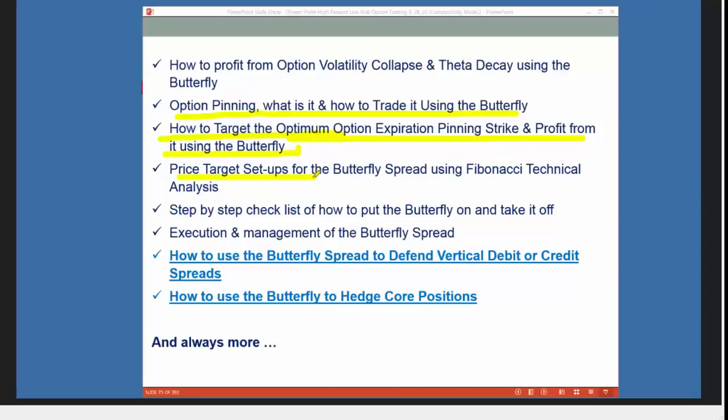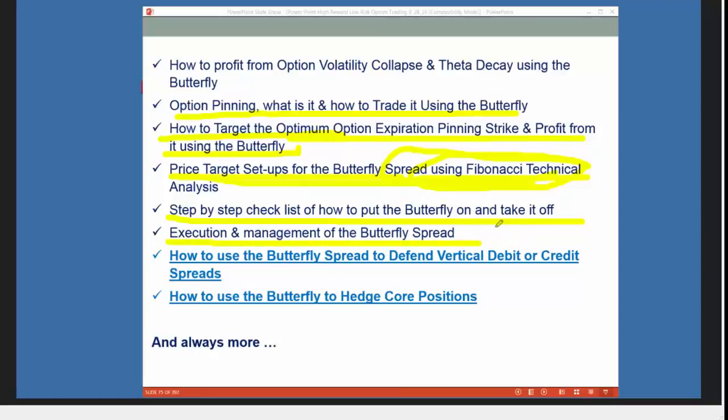And then price target analysis. How do you target your setups? Like I said earlier, these are all target-based trades. For my targets, I use Fibonacci and that open interest mostly. And then a step-by-step checklist: how to put that butterfly on, take it off, execution of the butterfly.